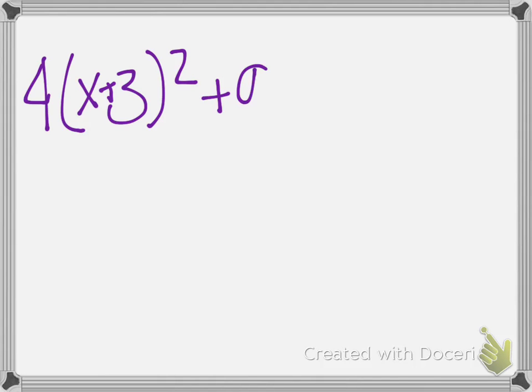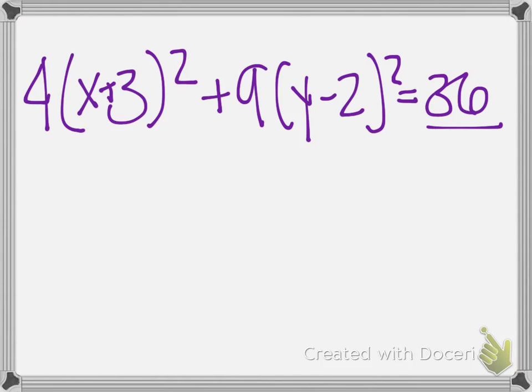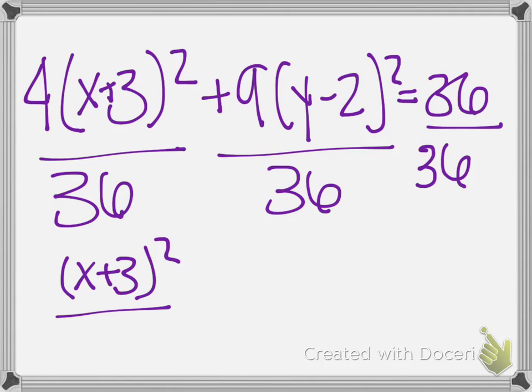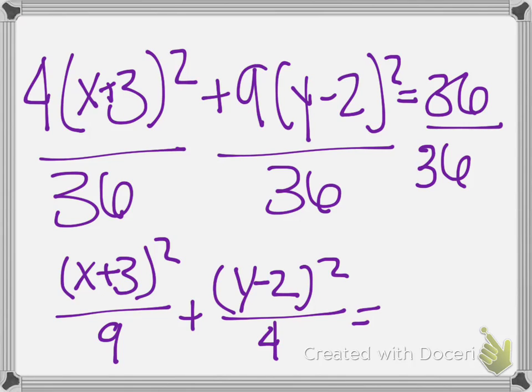So our next step is to divide. So you have 4x plus 3 squared plus 9y minus 2 squared equals 36. So you do want to divide all parts by 36. So then 36 divided by 4 is 9. So you just want to put that over 9. So x plus 3 squared over 9 plus, and then 36 divided by 9 is 4. So you want to put that over 4. So y minus 2 squared over 4. And 36 divided by 36 is 1.